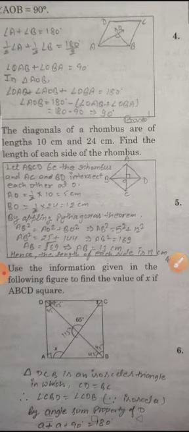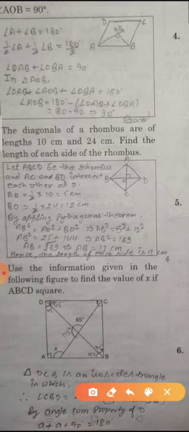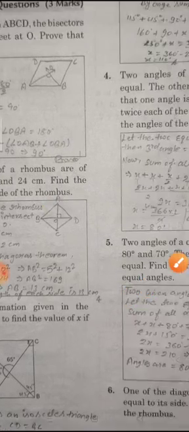Angle A plus A plus 90 is equal to 180. Suppose let the angle be A. So 2A plus 90 is equal to 180. So the value of A is 45. Then this is 45, this is also 45, this is 45, this is also 45.